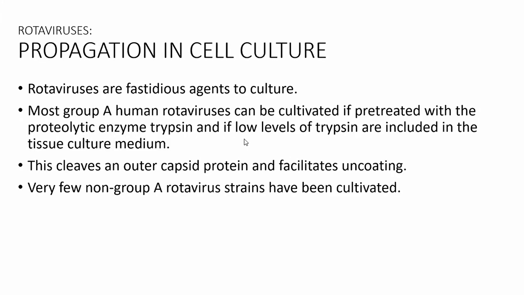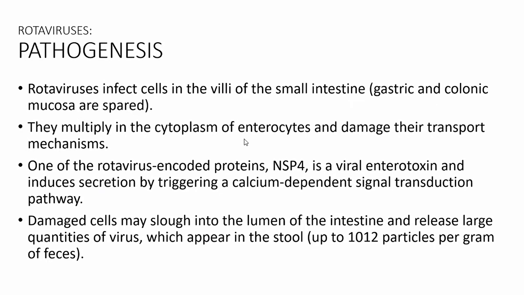For propagation in cell culture, they are fastidious agents to culture. Most group A human rotaviruses can be cultivated if pre-treated with the proteolytic enzyme trypsin and if low levels of trypsin are included in the tissue culture medium. This cleaves an outer capsid protein and facilitates uncoating. Very few non-group A rotavirus strains have been cultivated.